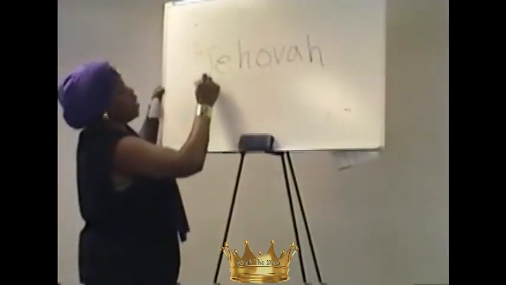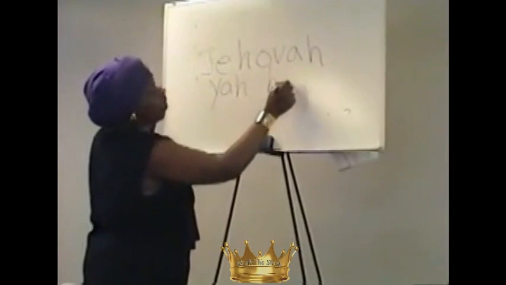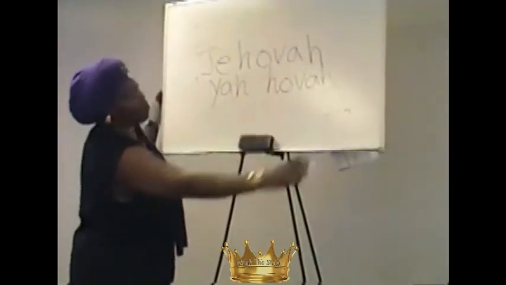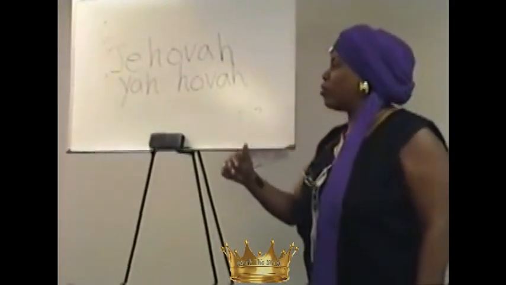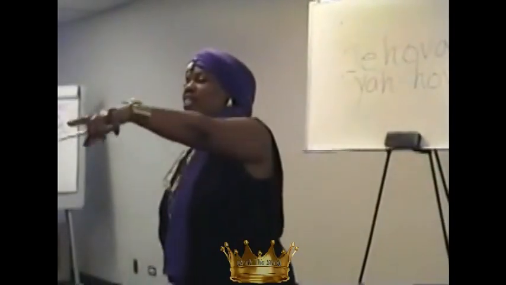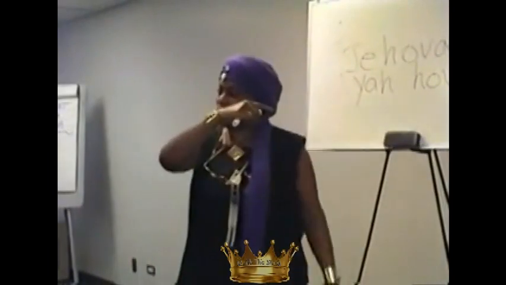J-E-H-O-V-A-H is really Y-A-H-H-O-V-A-H. But I'm going to show you word 1961. Look down at word number 1962. I'm just going to make this quick for you. Whenever I look up words, I look at the words above and below, because sometimes they hide the stuff above or below. Now, what does it say in word number 1962? It'll tell you to go look somewhere else and see Hova. Word 1943. Somebody read that.